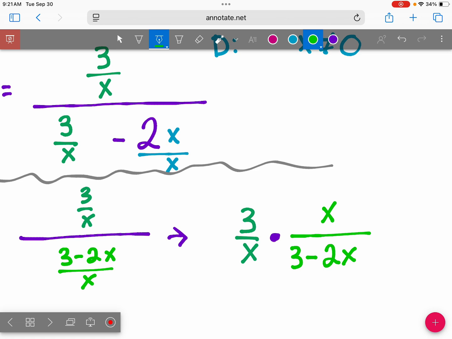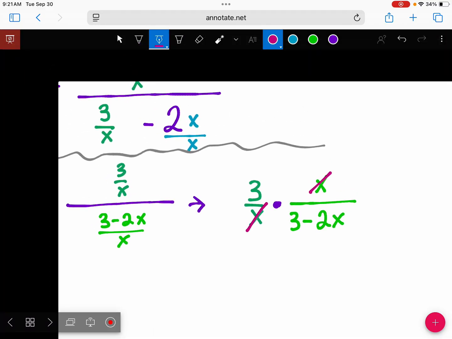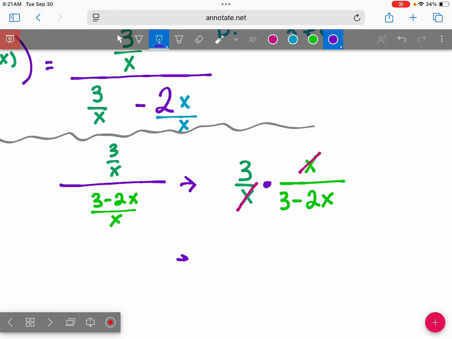Now what can we cancel out? The x's. The x's are going to cancel out. Not the whole 3 over x fraction. Because our function here is going to be 3 over 3 minus 2x. It's okay to cancel when we have things that are being multiplied. Because this was x times 3 minus 2x, and this was 3 times x. So when we have things being multiplied, cancel away to your heart's content.